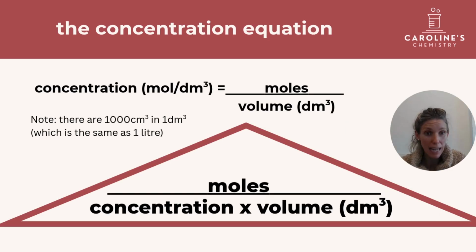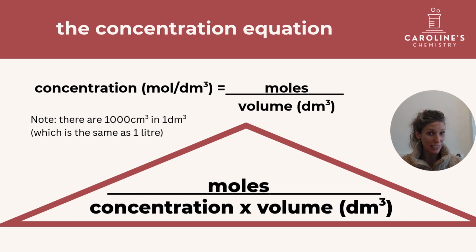So you might have noticed a pattern in those previous examples. We were often either multiplying or dividing, and that's because there is an equation that we can use and plug some numbers in to work this out. So that equation is concentration in moles per decimeter cubed is equal to moles divided by volume. Volume is always in decimeter cubed.